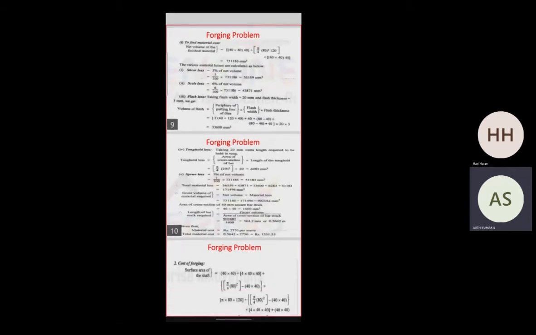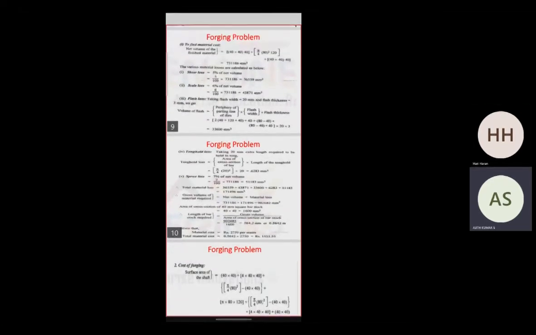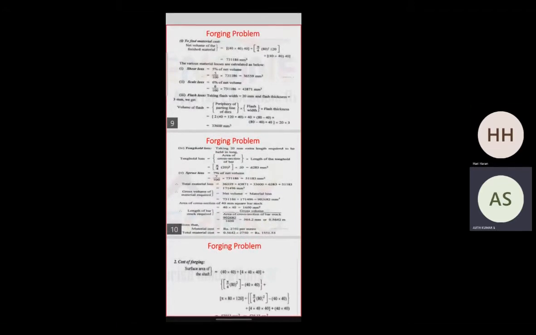So next, the cost of forging. We want to calculate the surface area of the shaft. Here they have given 40 into 40, and 4 into 40 into 40 plus pi by 4 80 square minus 40 into 40 plus pi by 80 into 120 plus pi by 4 80 square minus 40 into 40 plus 4 into 40 into 40 plus 40 into 40. These are the surface area of the shaft.